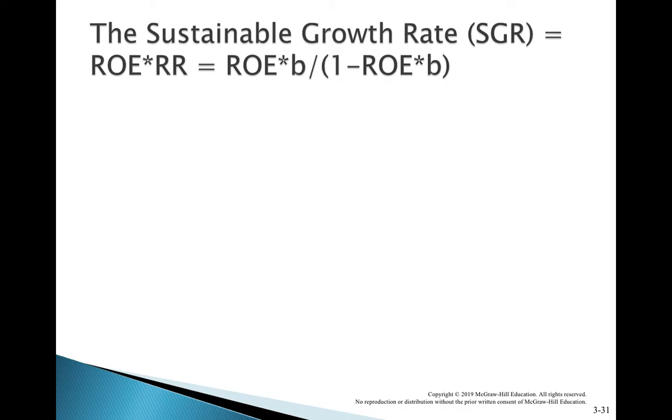Some of the authors directly use ROE multiplied by RR or ROE multiplied by B. RR means B, retention rate. So some authors use that, but these authors, Ross, Westerfield, and Jordan, have used ROE multiplied by B divided by 1 minus ROE multiplied by B.